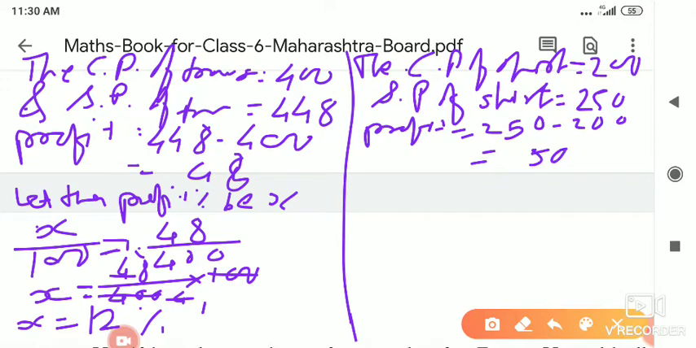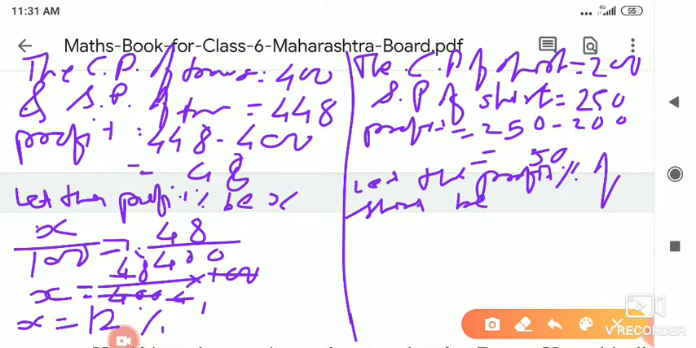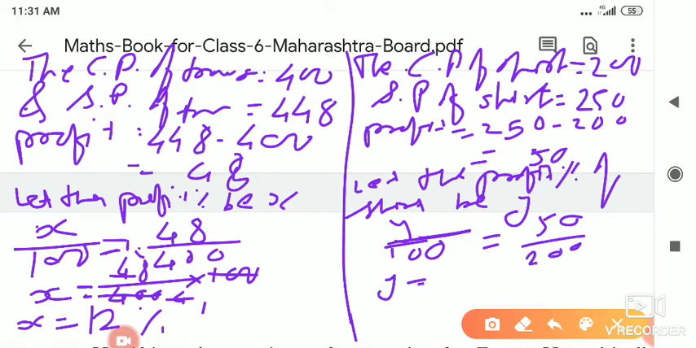Now let the profit percent of the shirt be Y. So Y upon 100 is equal to the shirt's profit, 50, upon the 200 rupees it was earned on. So Y is equal to 50 upon 200 into 100. 100 ones are 100, 100 twos are 200, and 50 upon 2 is 25. Y is equal to 25%.